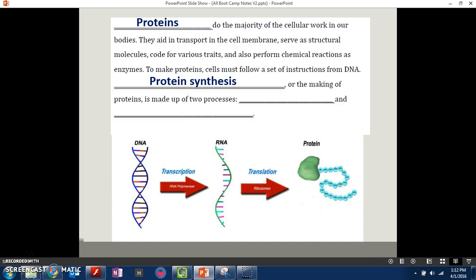If we look at this picture, in order to make proteins, there are two steps. First is transcription. We go from DNA to RNA. Then there's translation. We go from RNA to protein. So it's DNA to RNA and protein. You need the script first before you can translate.